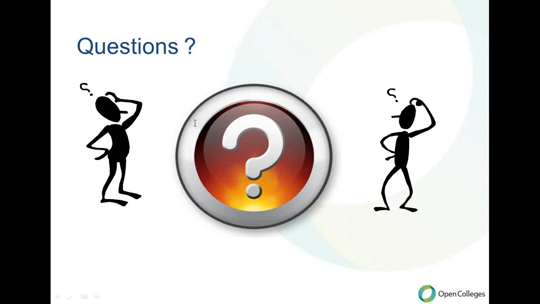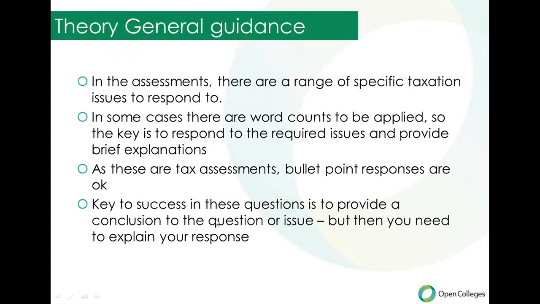So that concludes the formal part of today's session. Just a couple of final things to note, and then I'm going to open the floor for any other general queries. One of the key things to note: in any theory questions in your assessments, there's a range of different taxation issues to respond to. In some cases there are word counts to be applied, so the key is to respond to the issues and provide a brief explanation. For most assessors, they're not so fussed about the word count, provided you get the key content included in your answer. Remember, they're tax assessments, so bullet point responses are fine. The key to success is to provide a conclusion to the question or issue, but then explain your response.